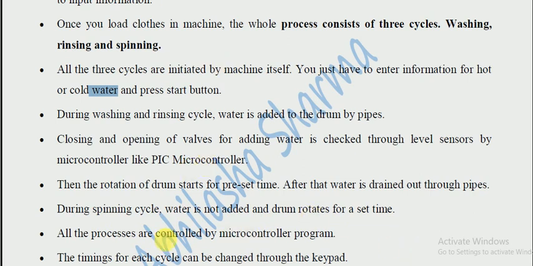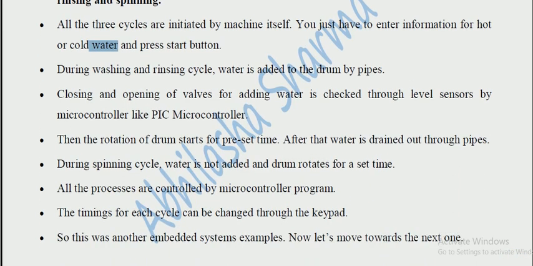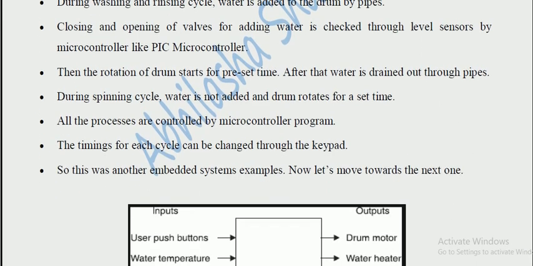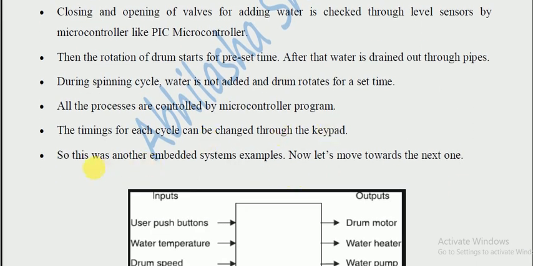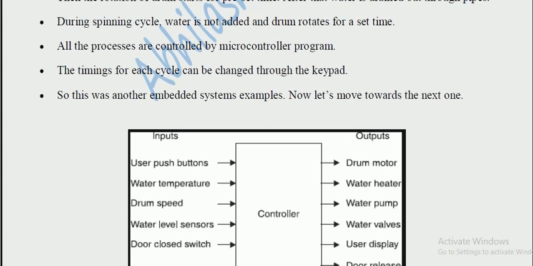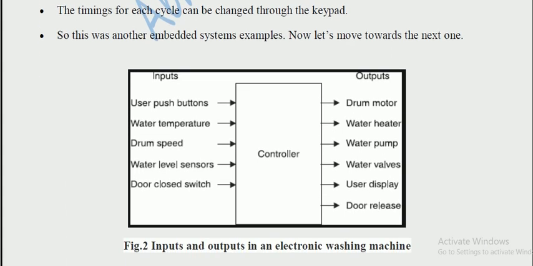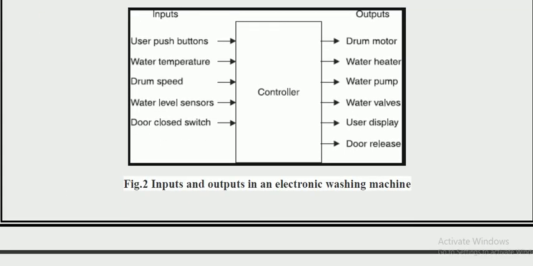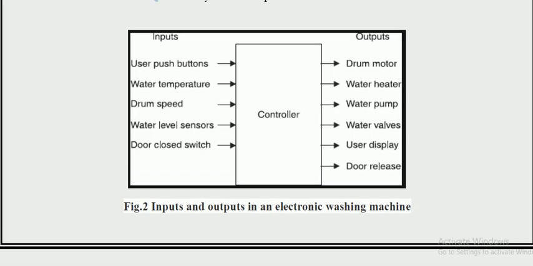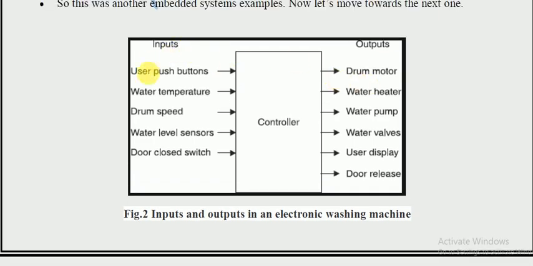Yes, and the next point is that all the processes are controlled by the microcontroller program, as we have already discussed. The timing for each cycle can be changed through the keypad. So this was another embedded system example. As I have already told you, it depends on the person how he or she defines their embedded system. For this washing machine, I have to use the input and output for defining my electronic washing machine.